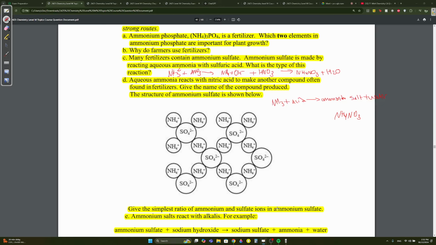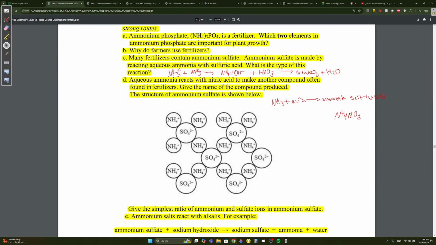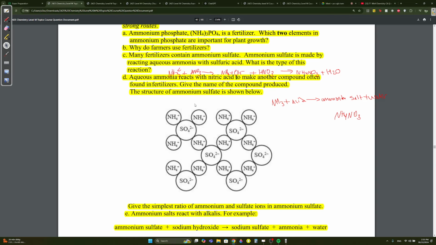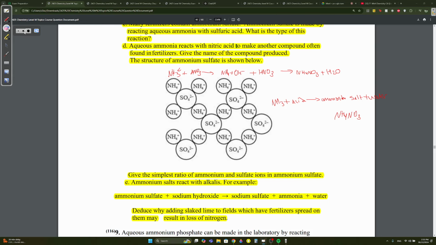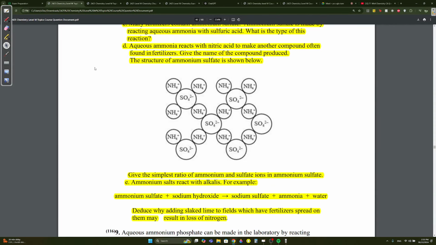Give the simplest ratio of ammonium and sulfate ions in ammonium sulfate. Do you mean like 1 to 2? Is it 1 to 2? 2 to 1. Okay. Yeah, we said ammonium nitrate, NH4NO3. They said formula or name? Name, yeah, ammonium nitrate. You don't have to give the formula. You could have just said ammonia with nitric acid gives ammonium nitrate. Okay, for the simplest ratio, this is supposed to be E and this is supposed to be F. The simplest ratio of ammonium and sulfate ions. How many ammonium do we have? We have 2 and 1 sulfate. So it's going to be 2 to 1.